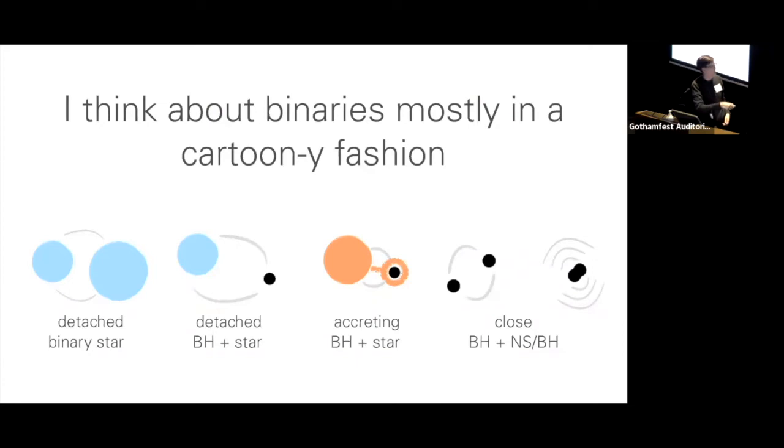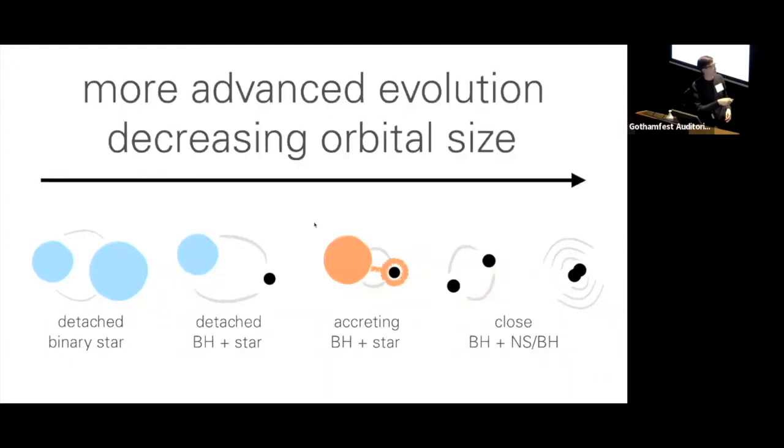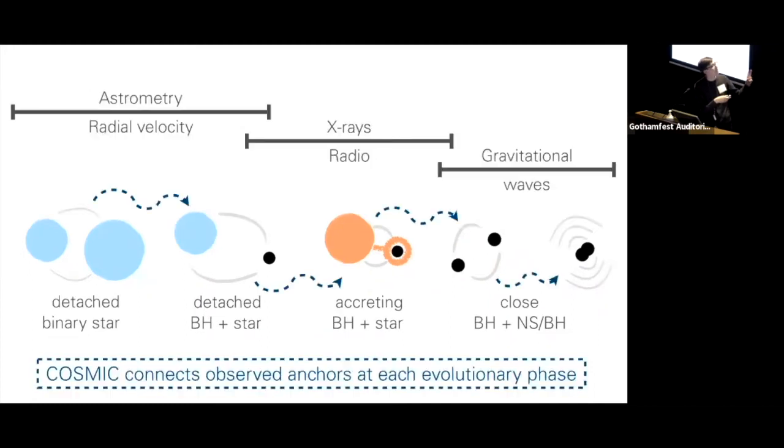So if you start out as a star, you're starting out as a detached binary star, eventually a massive star will turn into a black hole. Your companion might start to accrete onto you, you become a close double compact object, and then eventually merge. In general, more advanced binary evolution leads to decreasing orbital size, and these orbital sizes lead to differences in actually how you observe these types of systems. So in general, different orbital scales are observable with different observational techniques.